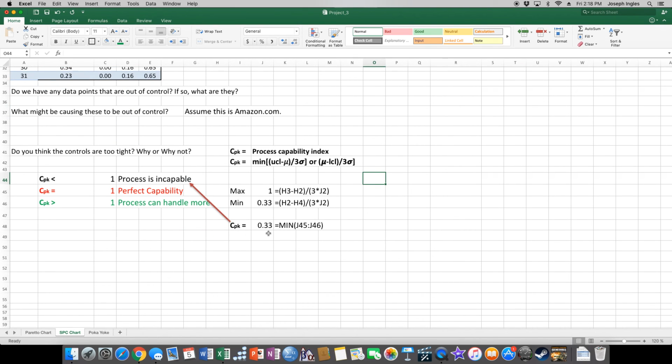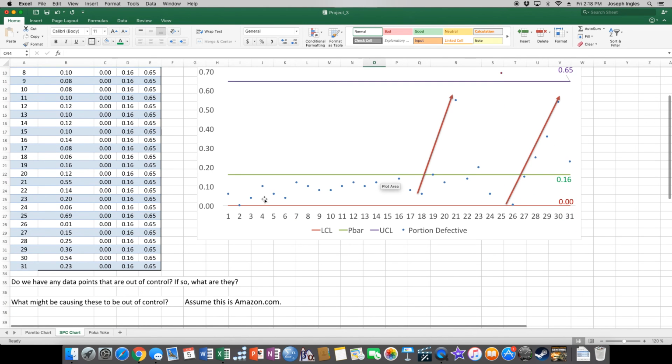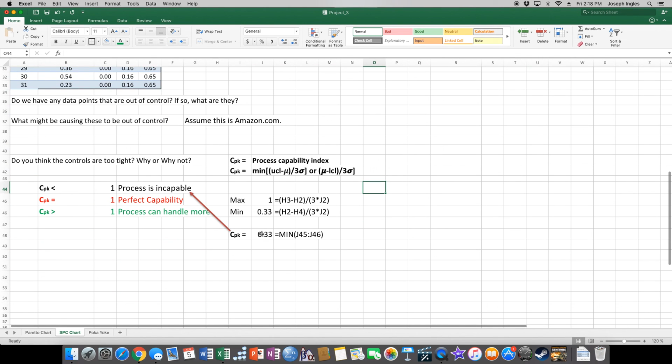So the CPK index is 0.33. That means that it can handle the load about 33% of the time. This is why we end up here with a portion defective of about 69% and why our upper control limit is about 65%. This is way too high for a P chart. It's just not going to happen. What we need to do is figure out a way to fix all of this and make sure that at the end of the day we end up with a process that can handle more. We can always add more work to the capacity.